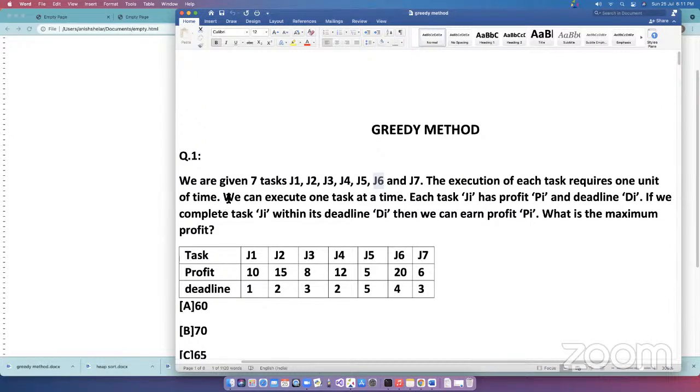But the question says we can execute 1 task at a time. While executing J1, we can't execute J2. So it's not multitasking.